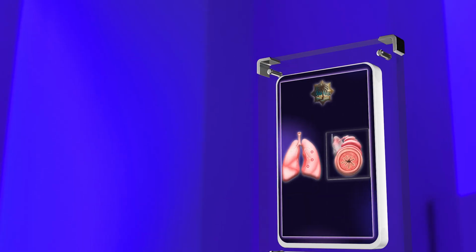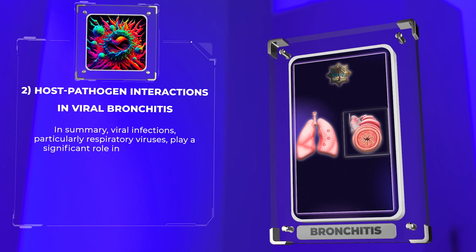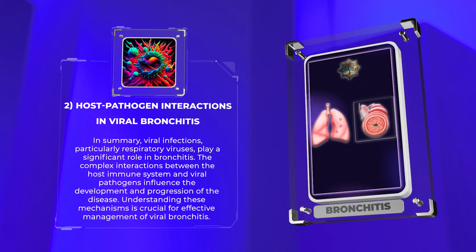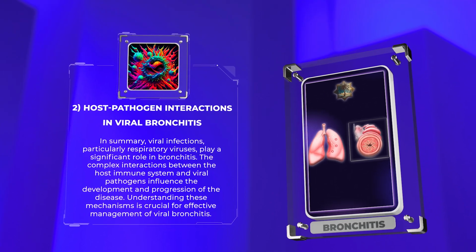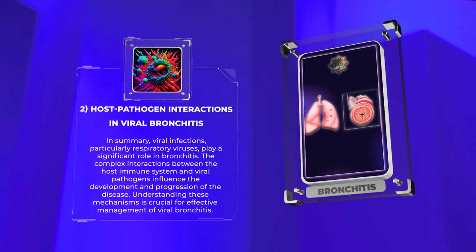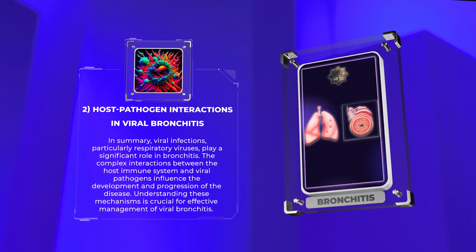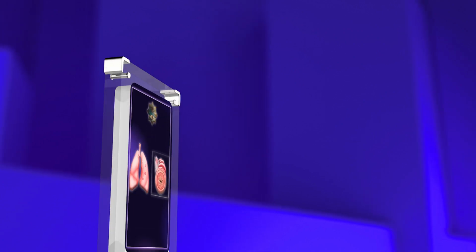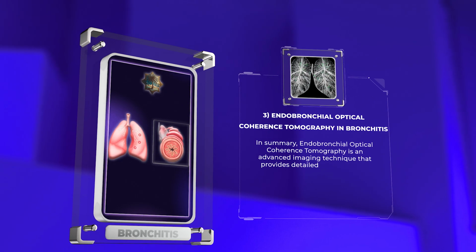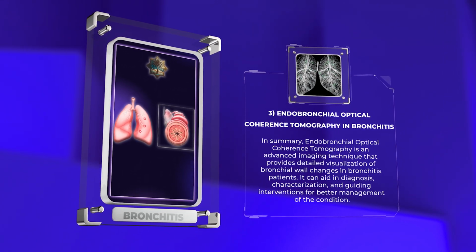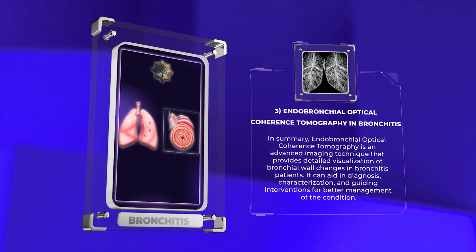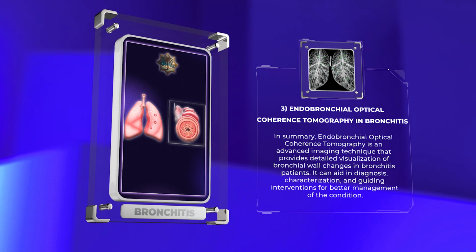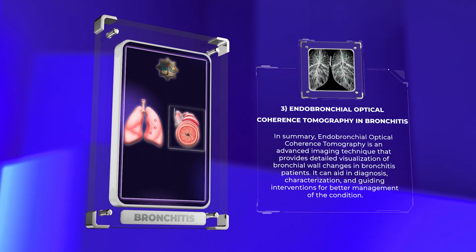In summary, viral infections, particularly respiratory viruses, play a significant role in bronchitis. The complex interactions between the host immune system and viral pathogens influence the development and progression of the disease. Understanding these mechanisms is crucial for effective management of viral bronchitis. In summary, endobronchial optical coherence tomography is an advanced imaging technique that provides detailed visualization of bronchial wall changes in bronchitis patients. It can aid in diagnosis, characterization, and guiding interventions for better management of the condition.